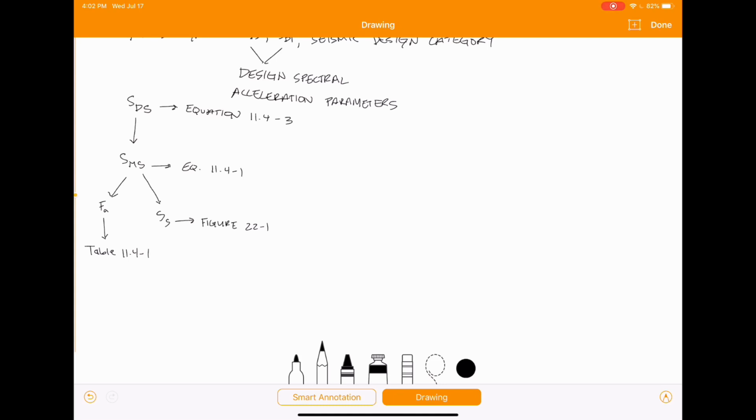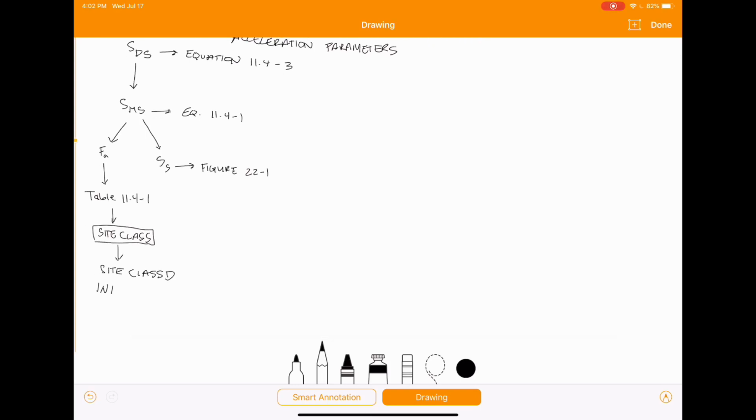And in order to find your FA value, you're going to use the site class, which is given in a soils report from the geotechnical engineer. If you don't have a soils report, then you can just default to site class D. And of course, in that table, you're going to interpolate to calculate your FA.